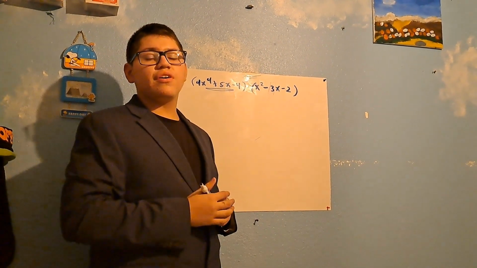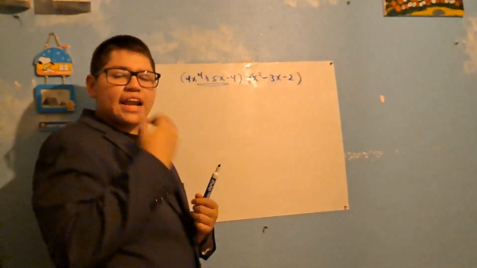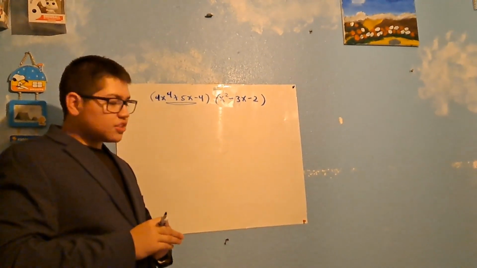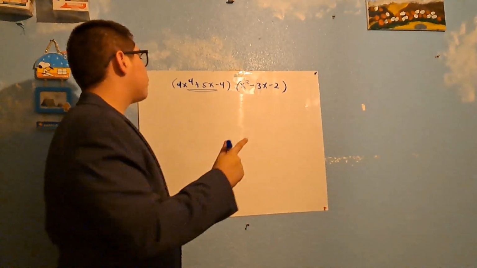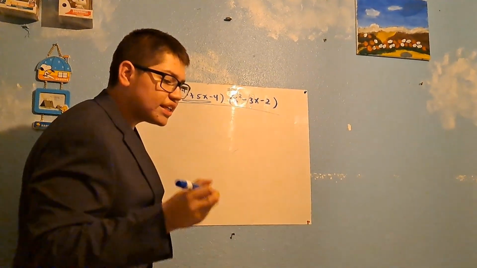Okay, so now we'll be going over 3.3, what I understood from this chapter. The main thing that I understood from this chapter was learning how to do long division. For example, this is our homework right here. We had this as one of our homework problems. So what is long division?